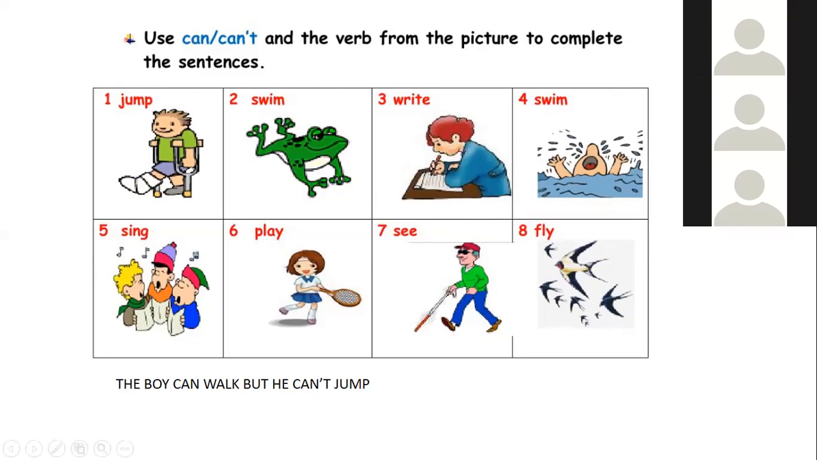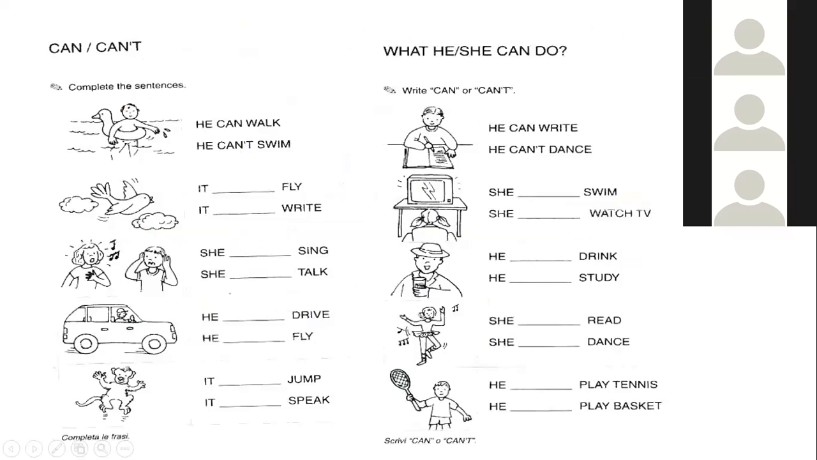Okay, excellent. Thank you. Congratulations, because you were able to use can and can't to express ability according to the drawings and according to the verbs that you see on every part of the chart. So now I have here some other examples, and I would like you to help me again. For example, it says, he can walk, but he can't swim. So I need a volunteer for the verb. Who can say it?